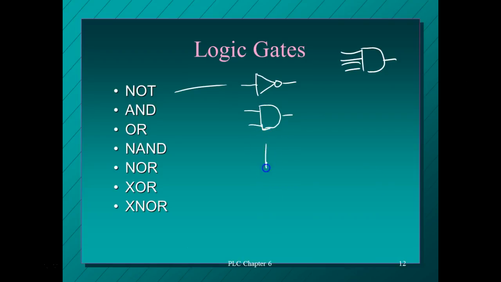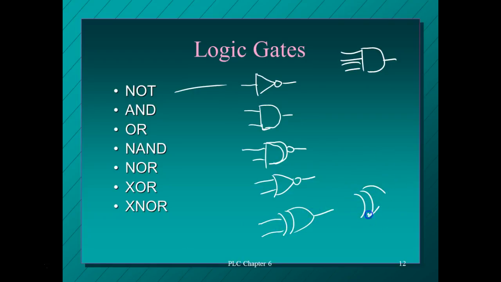This is a NAND. So what we do on a NAND, we take the same basic symbol and we put a bubble on the output. This is a symbol for a NOR. We take the same basic symbol, we put a bubble on the output. This is a symbol for an exclusive OR. And this is a symbol for an exclusive NOR. Exclusive NOR and exclusive OR gates can only have two inputs. And we'll look and see what their function is.